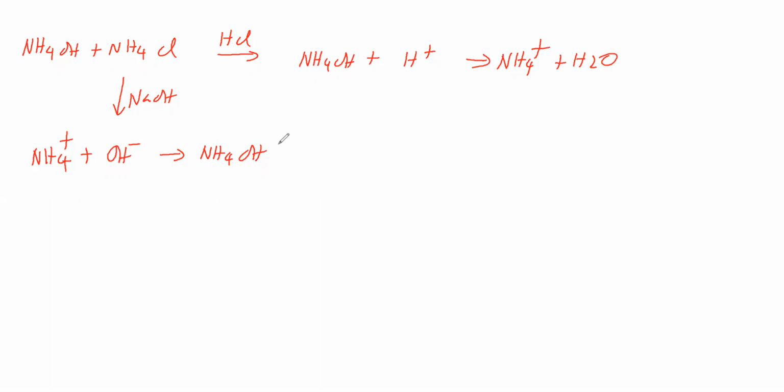Okay, sir. So as a conclusion we can say in the acidic buffer, the conjugate base consumes added H plus, and the weak acid consumes the added base. In the basic buffer, the weak base consumes added H plus, and the conjugate acid consumes added OH minus.